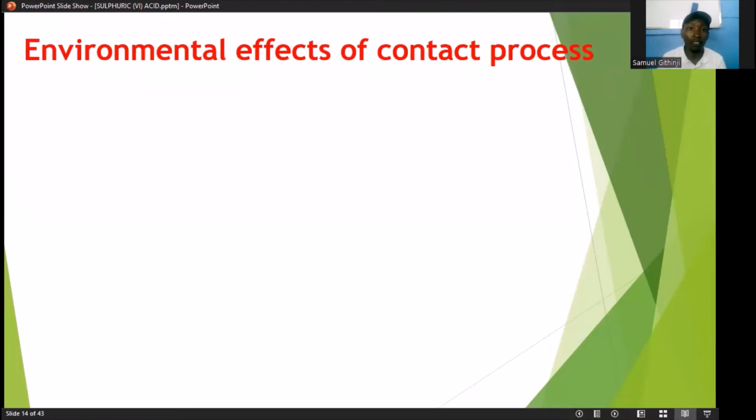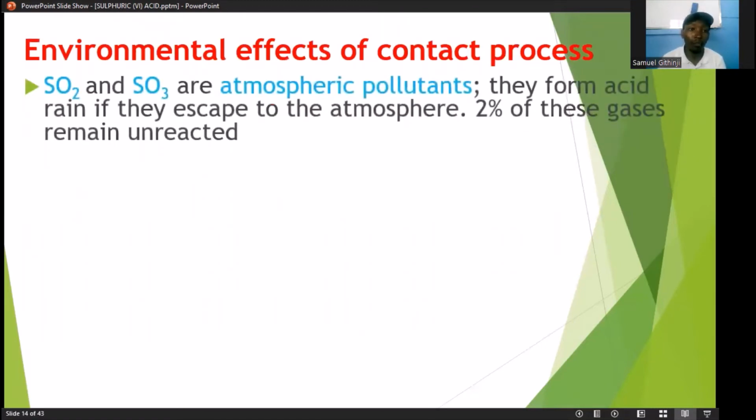Good. Environmental effect of the contact process. Sulfur 6 oxide and sulfur 4 oxide are pollutants. So when they escape into the air, as you can see, they can cause acid rain and so forth.